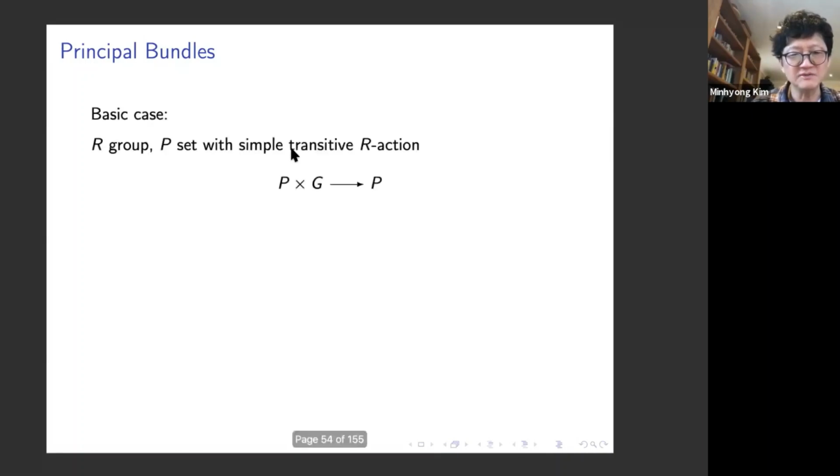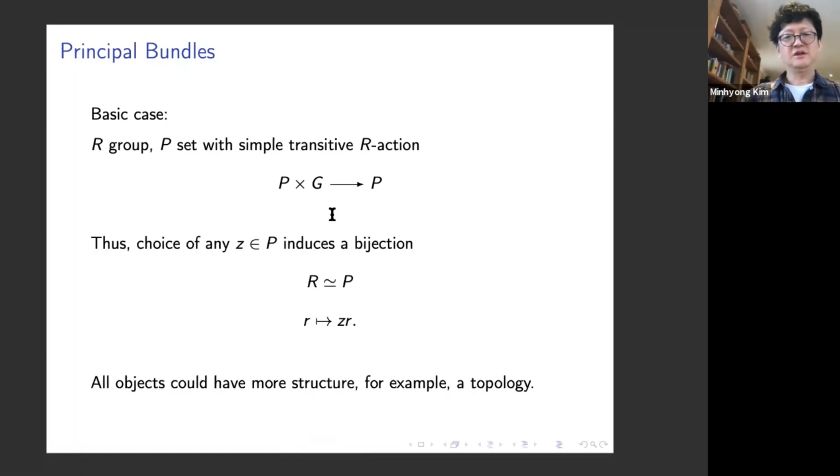First of all, of course, the simplest case of a principal bundle is if you just have a group R and a set P with a transitive group action, a simple transitive R action. That's a kind of set-theoretic principal bundle. Let's remind ourselves briefly that if you choose a point in P, you get a bijection just by letting the group act on that point. But all these objects could have more structure. For example, they could have a topology. These could be topological groups and topological spaces.